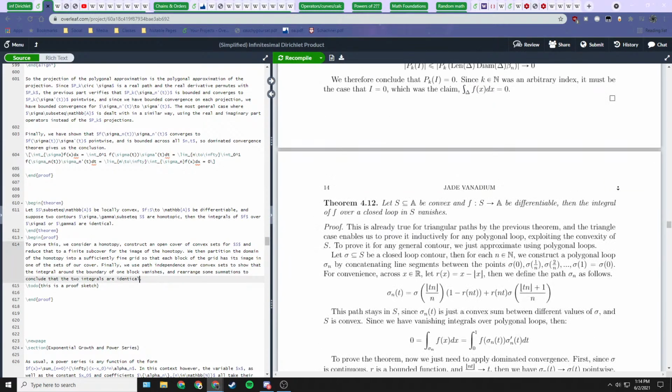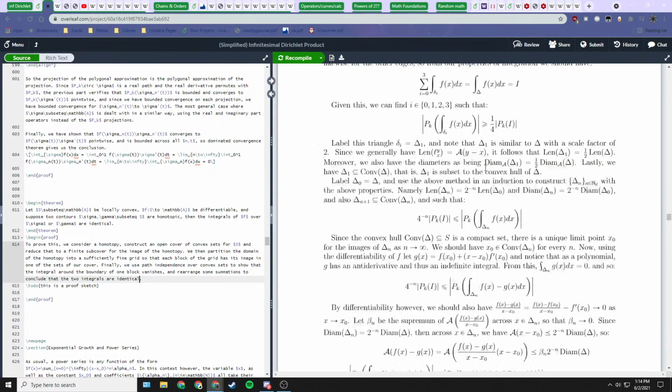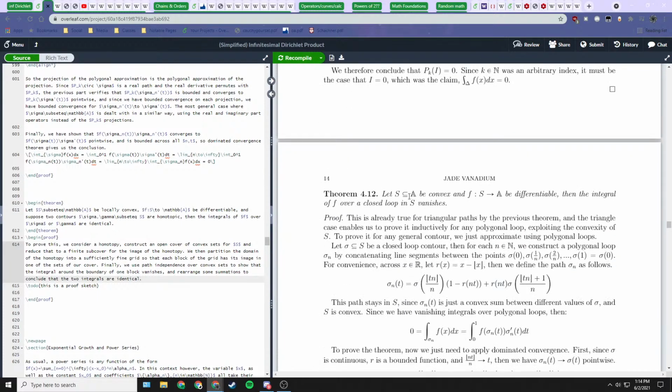The second proof that we had done is slightly more general than that, which is if we have a differentiable function on a convex domain, again, same premises, then the integral of a function f over a closed loop in S vanishes. So this is sort of the second theorem. The first one is for triangular loops, the second one is for general loops, just overall.